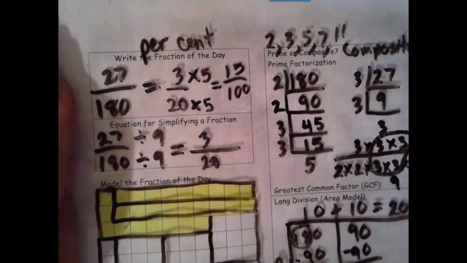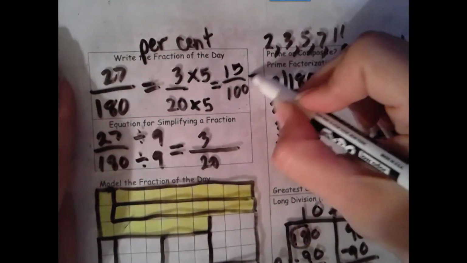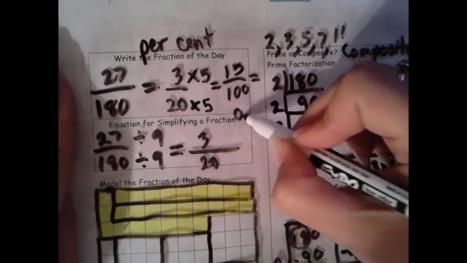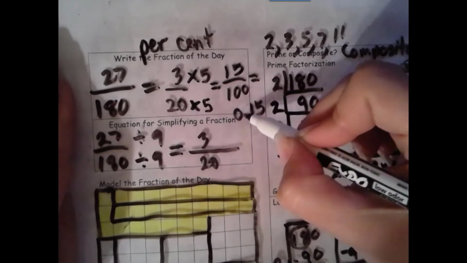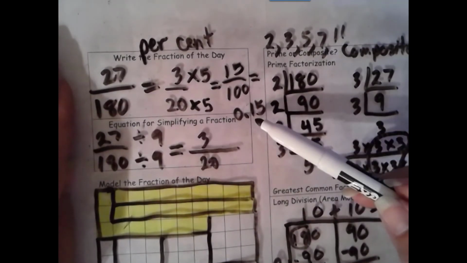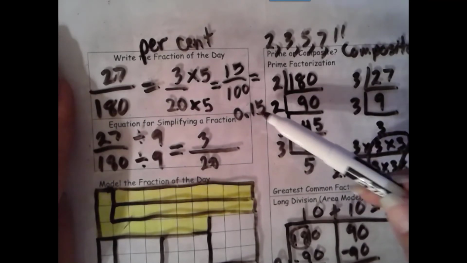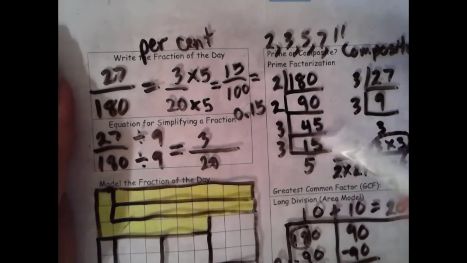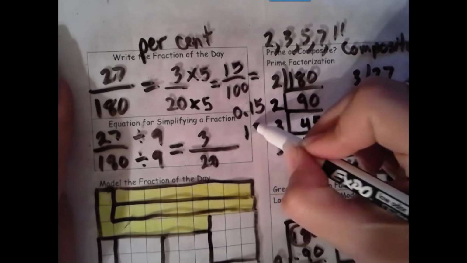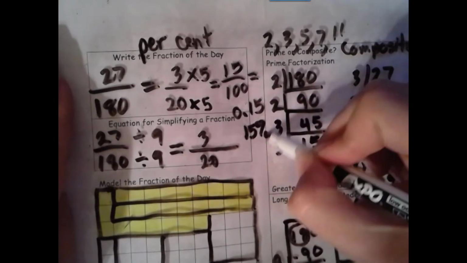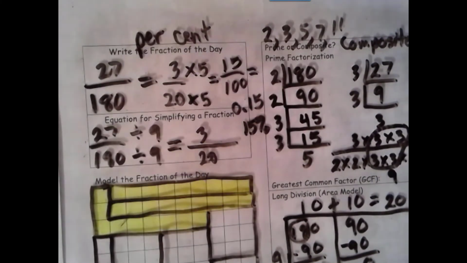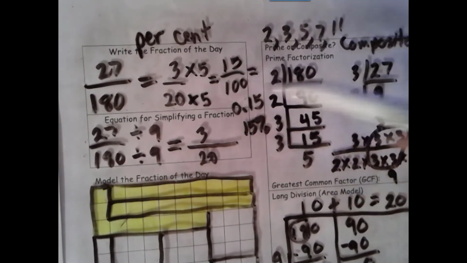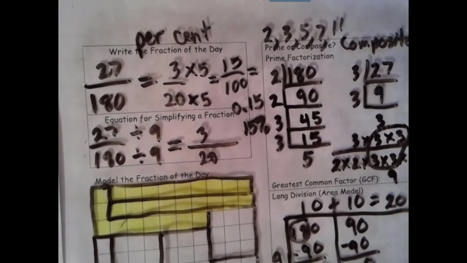We get 15 hundredths. As a decimal, there's our 15 hundredths. Looks like 15 cents because there are 100 cents in a dollar, so 15 hundredths. And then as a percent, we have completed 15% of the school year because it's per 100. We have 85% of the school year left.